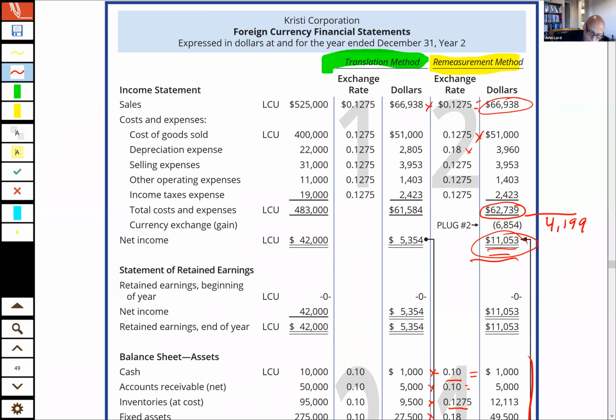Is that the number that you get? 66,938 minus 62,739 is 4,199, right? That should be my net income, but I already plugged in a number for my net income, didn't I? So what I have is what they're calling the second plug here. I plug a number into the income statement to make it balance to what I've already stuck myself with as the net income. That number is called the current foreign currency exchange. In this case, it's a gain because my net income is going to be larger than it would have been without that plug.